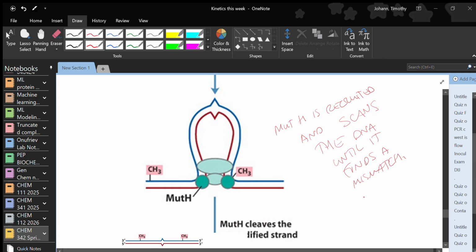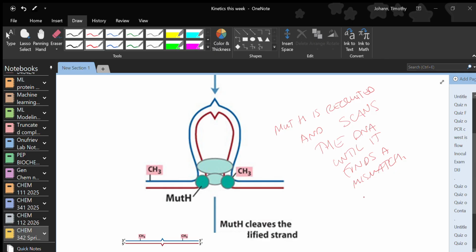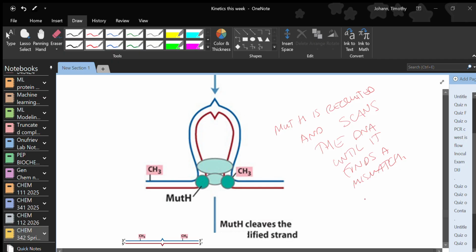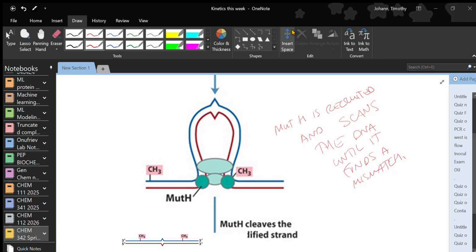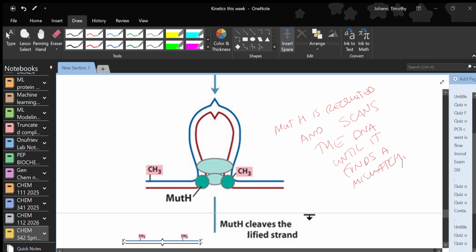In this case, it found it on this strand first. It could have found it in either direction. It's checking on the 5' end, it's checking on the 3' end. Here it hits on the, if we were reading this left to right, we're going to call it the 3' end. And then MutH is going to cleave the new strand.